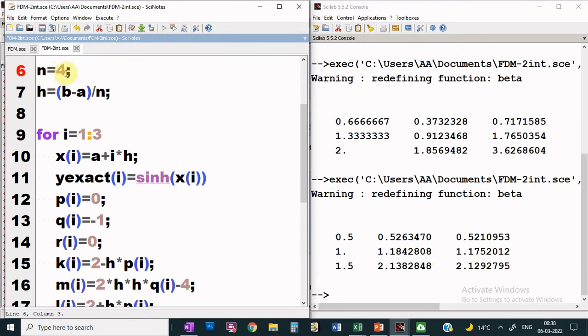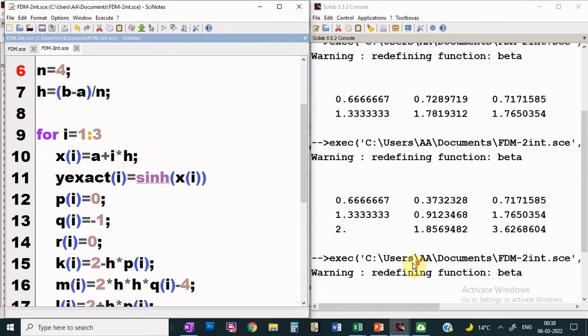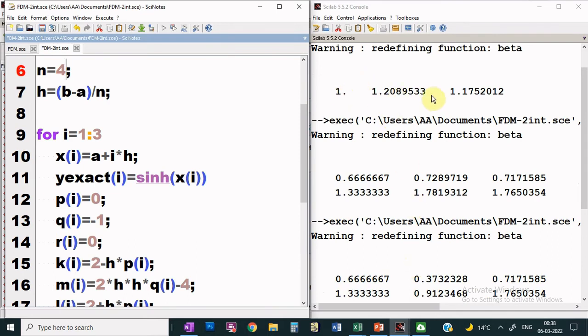Changing the intervals to 4, the step size will change, and accordingly these values will change, and this is what we get. So now if we focus on the value of y at x equal to 1, for 4 intervals we are getting this value and the exact value is this. And if we compare y at x equal to 1 when we computed it for 2 intervals, it was this.